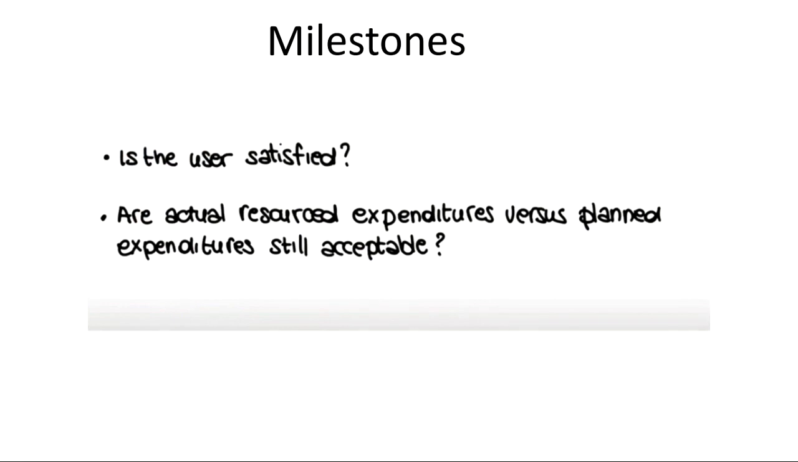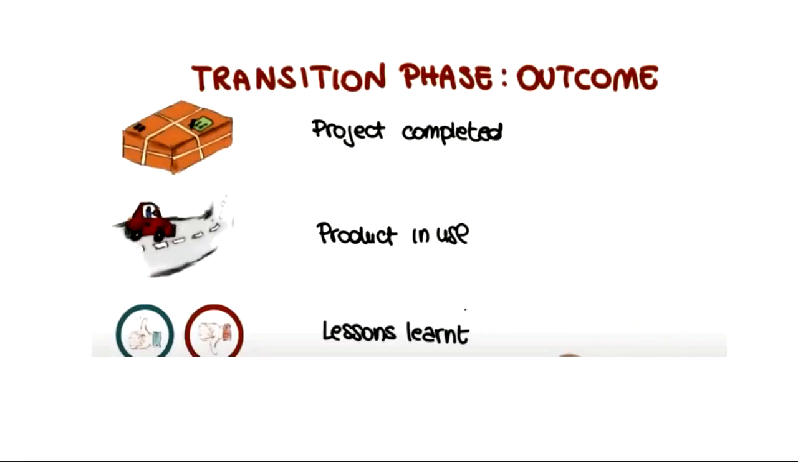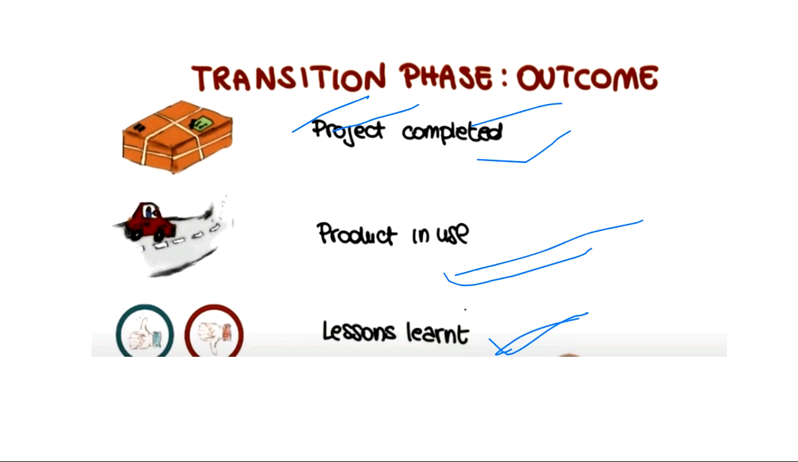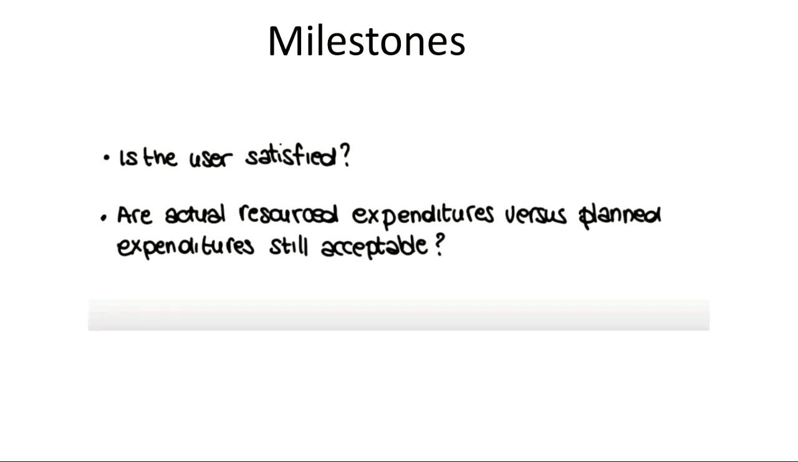So we have seen the transition phase. Now the project is completed, the project is in use, and what are the lessons we have learned? See, these things you can write in your own words also. I'm just giving you this in detail so that you can have some words to write, right? So what are the milestones that you finally want to achieve?